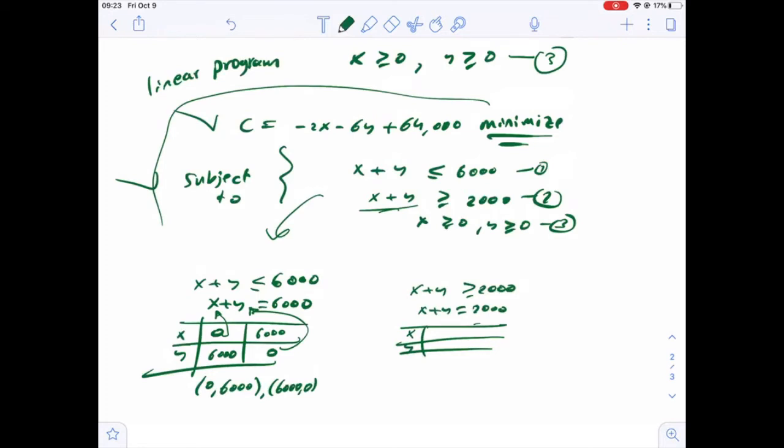And then we have xy, which is 0, 0 here. When x is 0, y equals 2,000. And when y equals 0, x equals 2,000. So the 2 points are 0, 2,000 and 2,000, 0. And we have x greater than or equal to 0. That means to the right of the y-axis, and y greater than or equal to 0, that means above the x-axis.